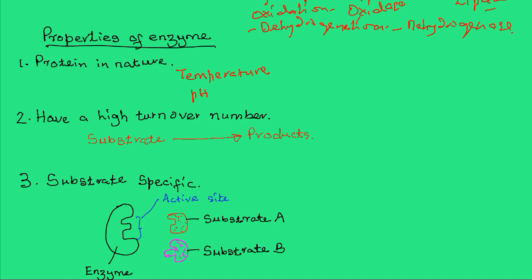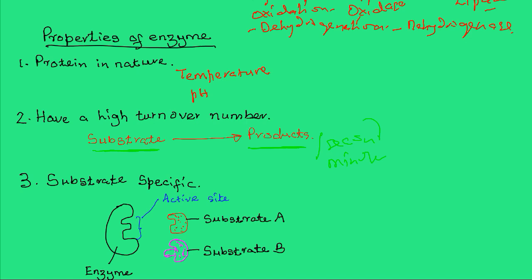Secondly, enzymes have a high turnover number. Now, a turnover number refers to the number of substrates that an enzyme converts into products per unit time. So how many substrates are converted into products per unit time? It may be per second or per minute.